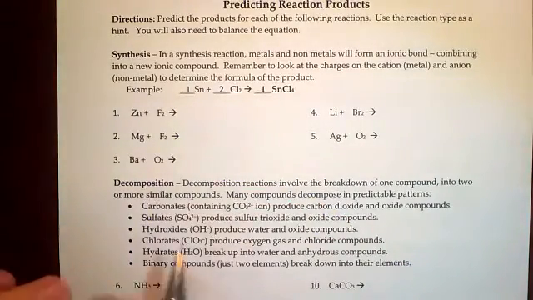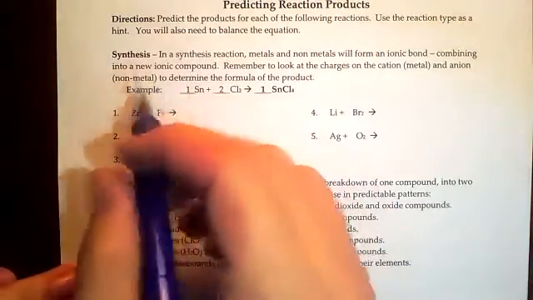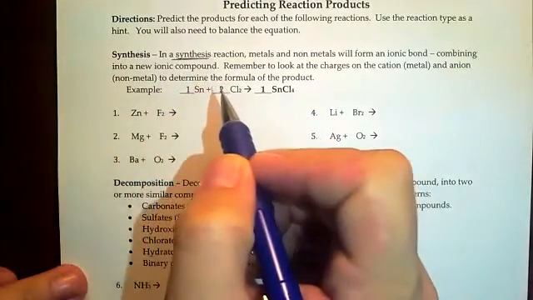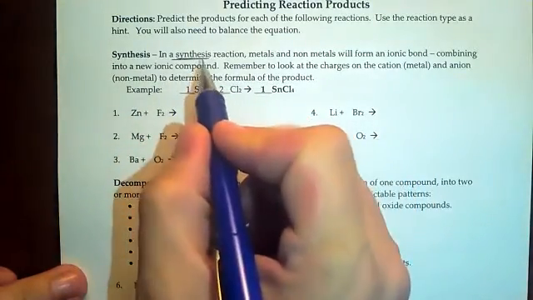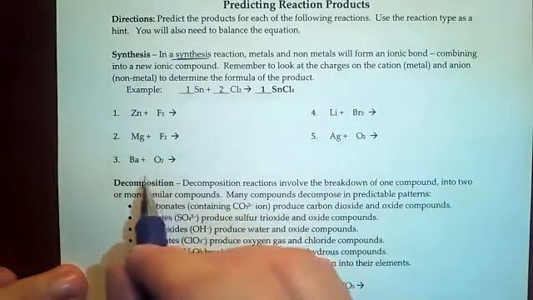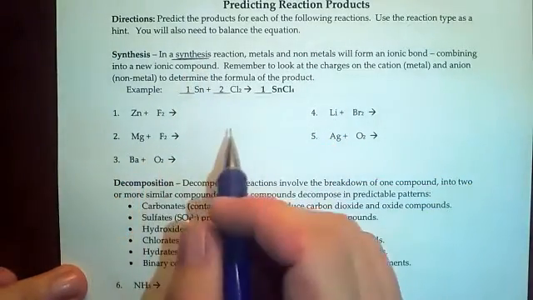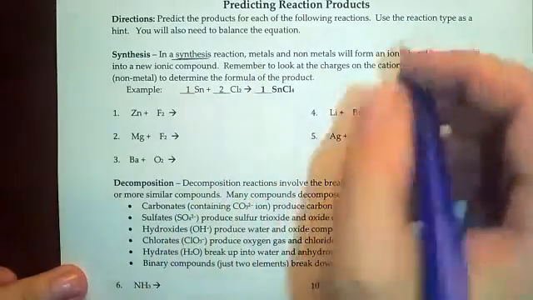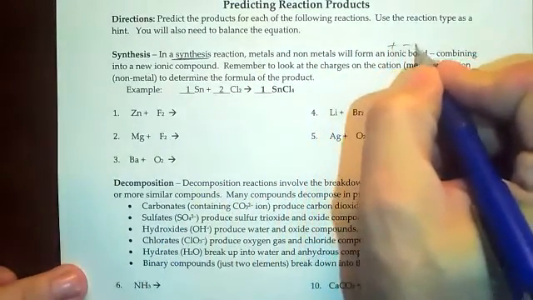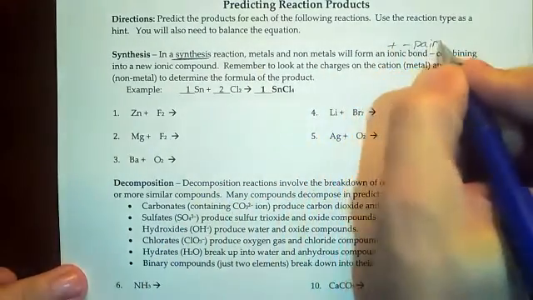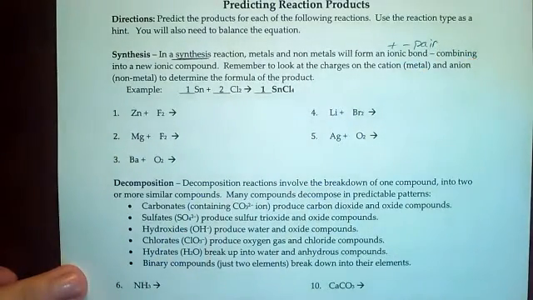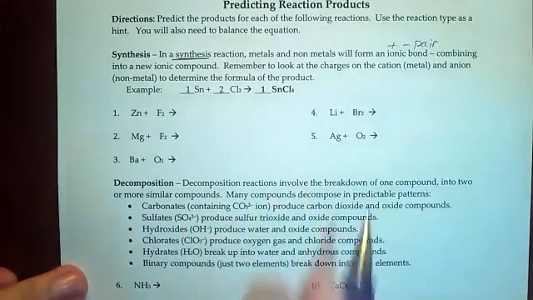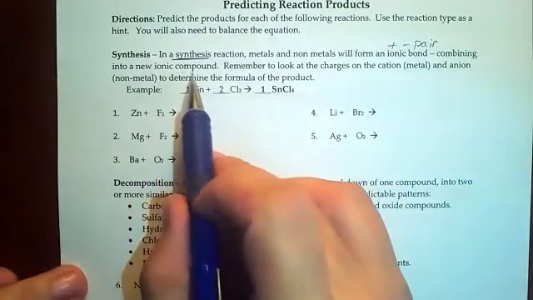You could start at a few different places, but I would take some notes. Synthesis means creating. A synthesis reaction will create a new thing out of other things. Generally, what we mean is that metals and nonmetals will form an ionic bond, and that is a plus-minus pair. Maybe you write that in. And so it will combine into a new ionic compound.